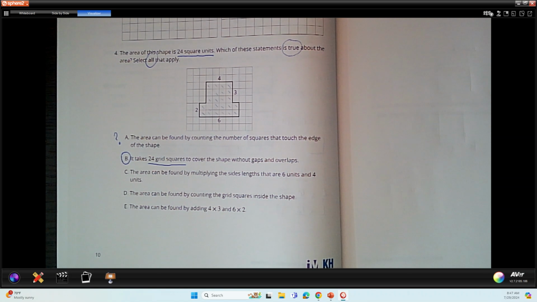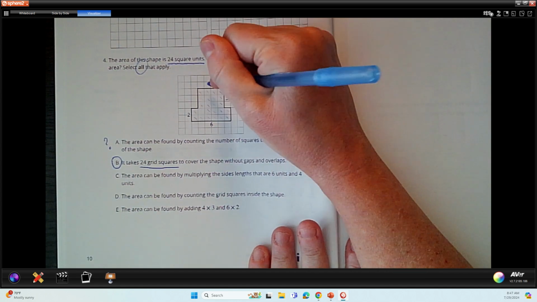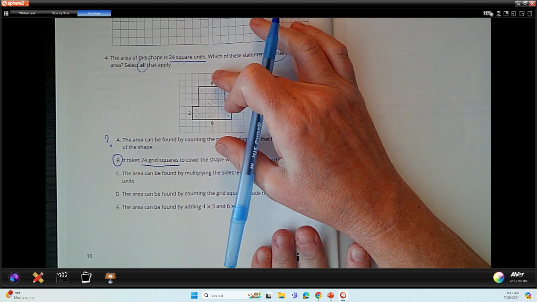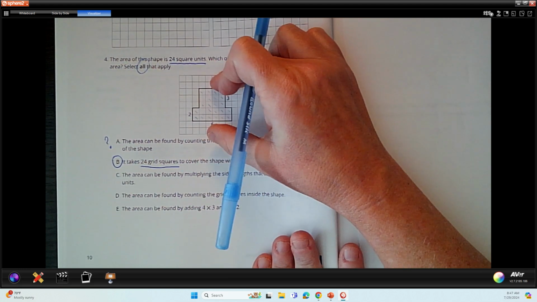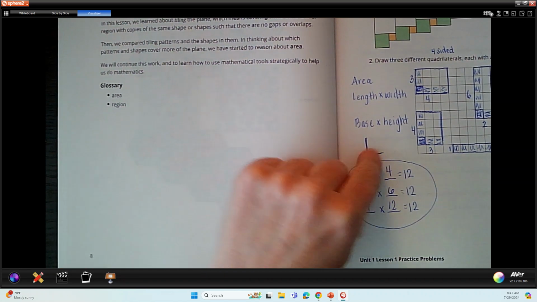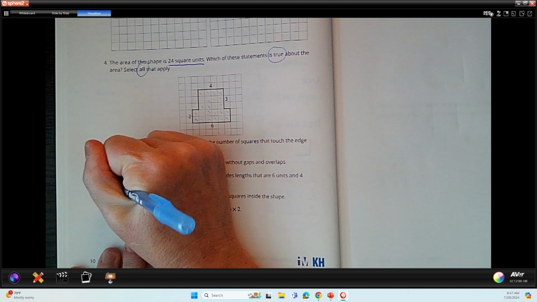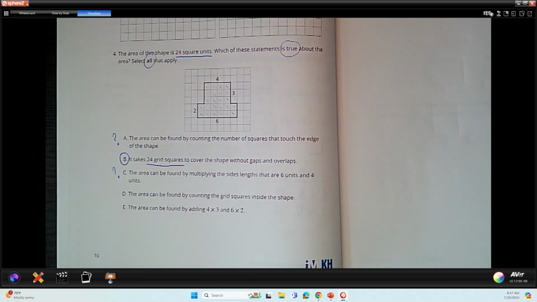Okay, let's keep going. The area can be found by multiplying the side lengths that are 6 units and 4 units. Okay, well, if I multiply 6 by 4, notice I don't have that right angle, right? Because 4 is at the top and 6 is at the bottom, and I'm looking for that L, the right angle. And I can't make a right angle with 4 and 6, okay? So I don't think that one's quite right. All right, let's check D.